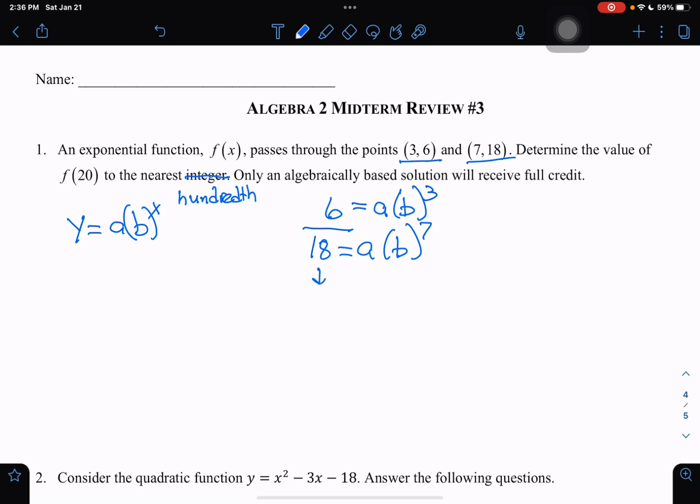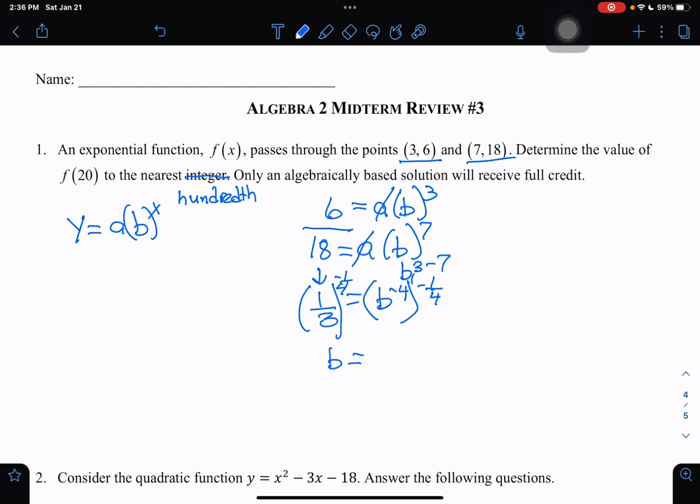6 divided by 18 becomes 1/3. The a's will cancel, become 1, and b will be to the 3 minus 7. Right, this becomes b to the 3 minus 7, which is negative 4. Now we're going to multiply by the reciprocal. The reciprocal of negative 4 is negative 1/4. So b ends up being, as a fraction, 1.32. Okay, so that's the first step.